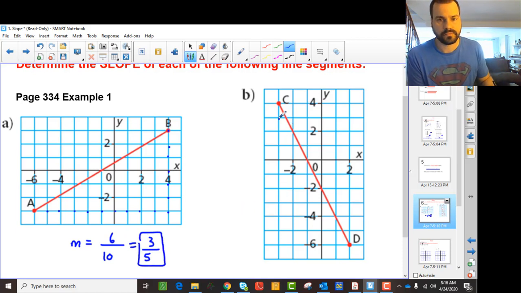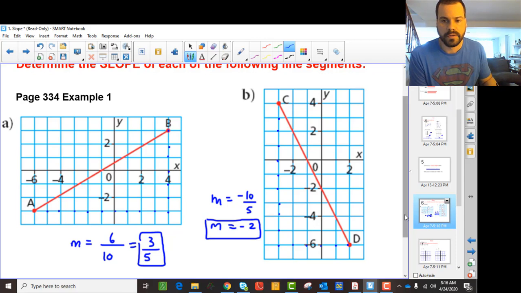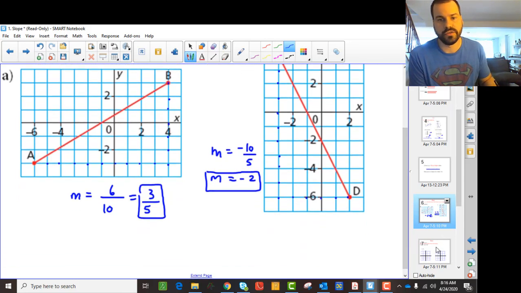For this one, our rise is actually negative. We're going down. So 1, 2, 3, 4, 5, 6, 7, 8, 9, 10. So our slope is going down 10. So we're going to say minus 10 over our run is 1, 2, 3, 4, 5. So it's minus 10 over 5, which reduces to minus 2. So the slope for the second one is negative, which we expected because it's going down to the right. And it's minus 2. Okay?